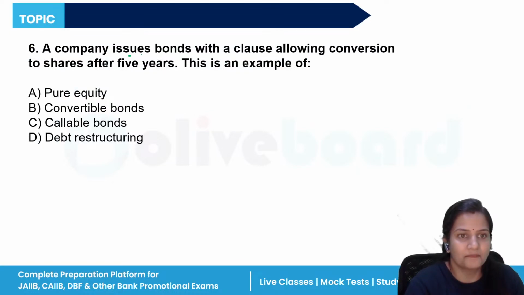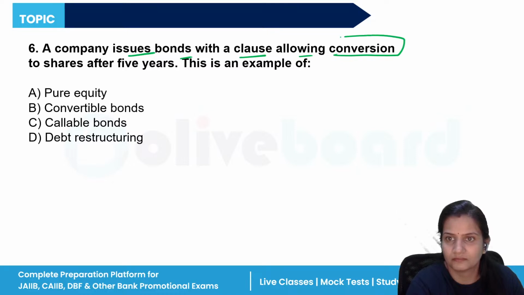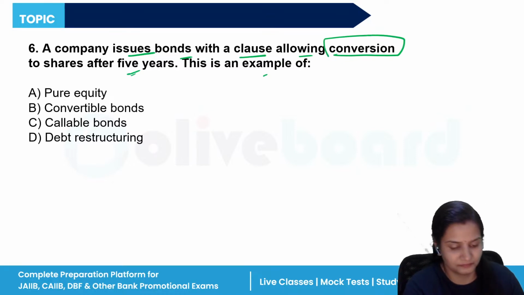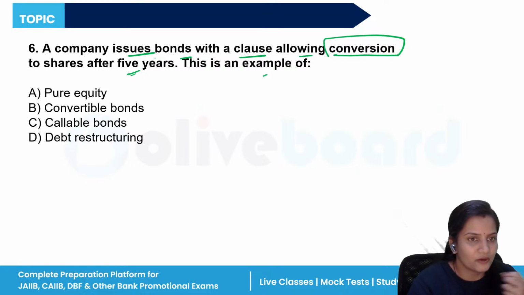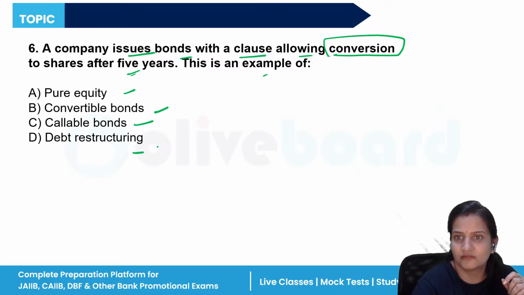Now, the company issues bonds with a clause allowing conversion to shares after 5 years. This is an example of pure equity, convertible bonds, callable bonds, or debt restructuring. See, if you look at this particular statement, you will see one word, that is allowing conversion.